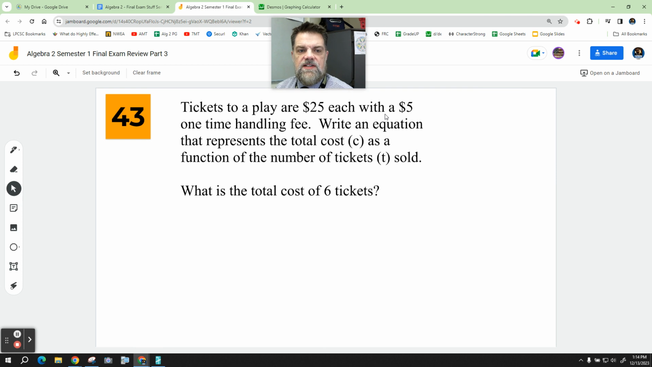So it says tickets to play are $25 each with a $5 one-time handling fee. Write an equation that represents the total cost as a function of numbers of tickets sold. What is the total cost of 6 tickets? And so this is a story problem, right?